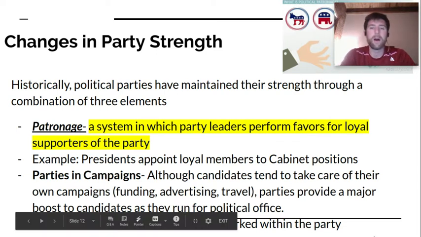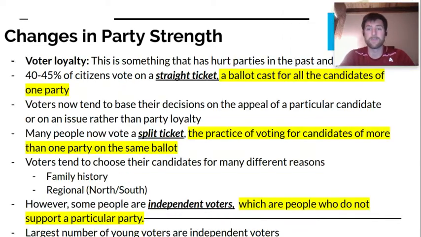So parties used to play a bigger role in that. Nowadays, they don't play as big a role in that. The candidates themselves take care of that.